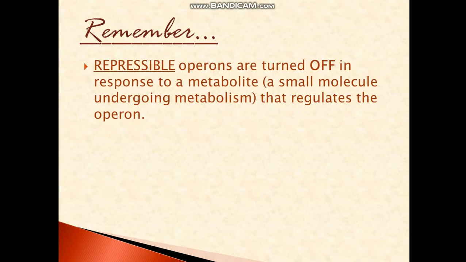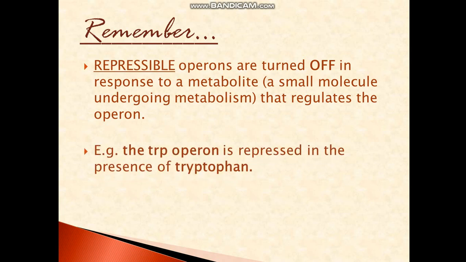Last point to remember. Repressible operons are turned off in response to a metabolite, which is a small molecule undergoing metabolism, that regulates the operon. Okay, this whole system of repressible operon has been regulated by tryptophan in this case. So the example of a repressible operon will be the TRP or tryptophan operon, where the repression is being done in the presence of tryptophan itself.